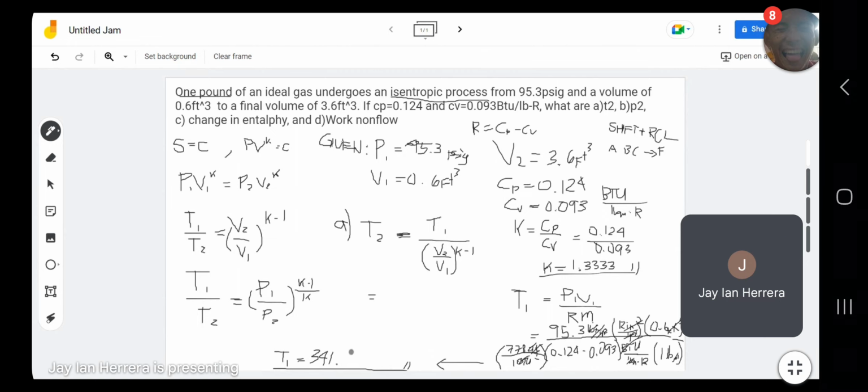So negative, reaching negative Fahrenheit, our temperature. That's Rankine na.